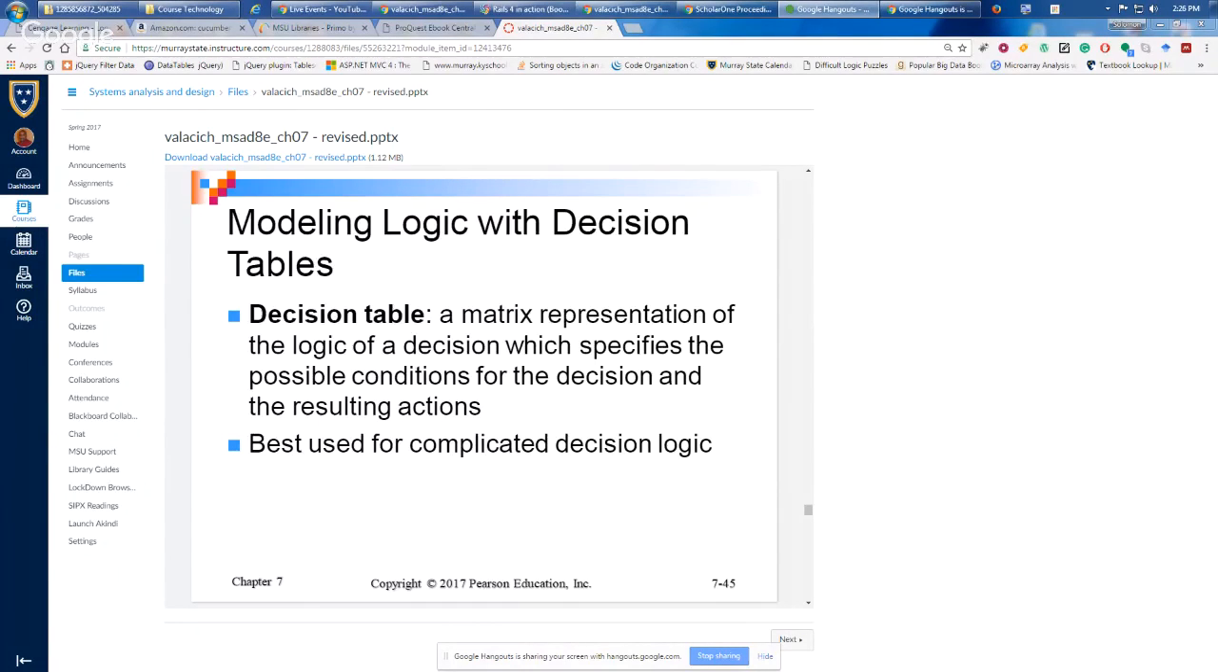Hello, I want to get started with a description of what decision tables are. A decision table is essentially a matrix representation that shows you the logic of a decision as to what conditions are met and lead to what actions. So, possible conditions and the resulting actions are shown in a tabular format.